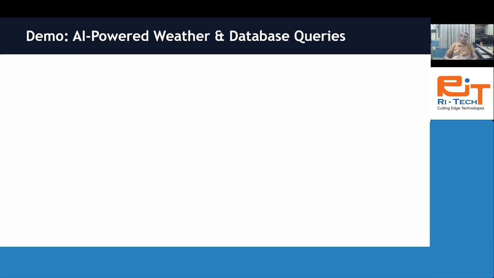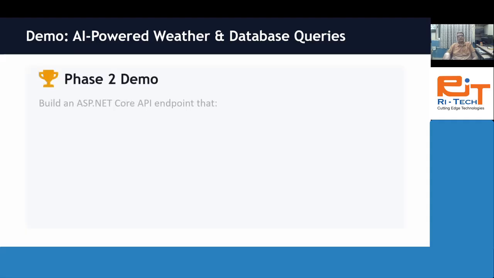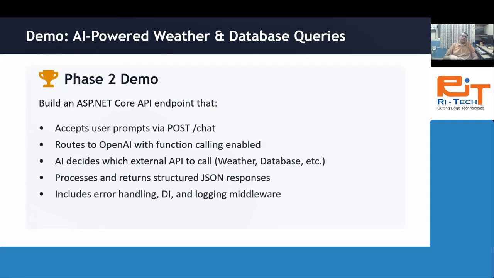Then we'll create an application: AI-powered weather and database queries. Build an ASP.NET Core API endpoint that accepts a user prompt via post or chat, and routes to OpenAI with function calling enabled. The AI decides which external API to call, whether database etc. Process and return structured JSON responses, including error handling, DI, logging, and middleware.